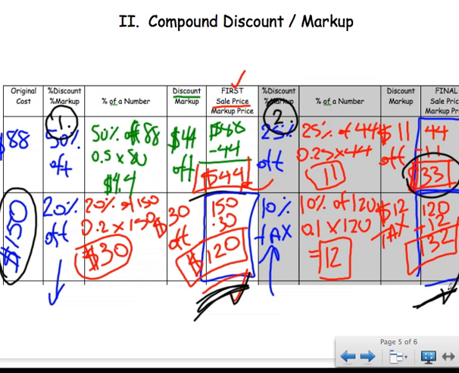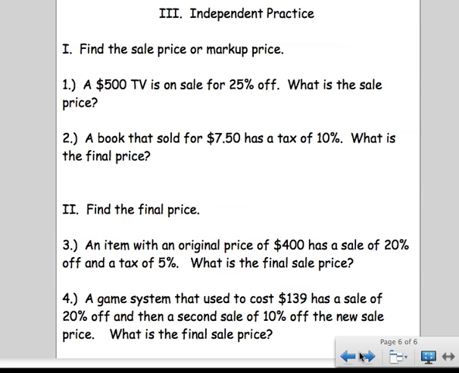Okay, now it's time for independent practice. You have two problems of each type. The first two, find the sale price or the markup price, correspond to slide 1. The second two, find the final sale price, correspond to slide 2. Take your time with these. If you'd like to, you can use the same graphic organizers that we used. After you submit them, you should be ready for objective assessment 2A, I think 6 through 8. Good luck.